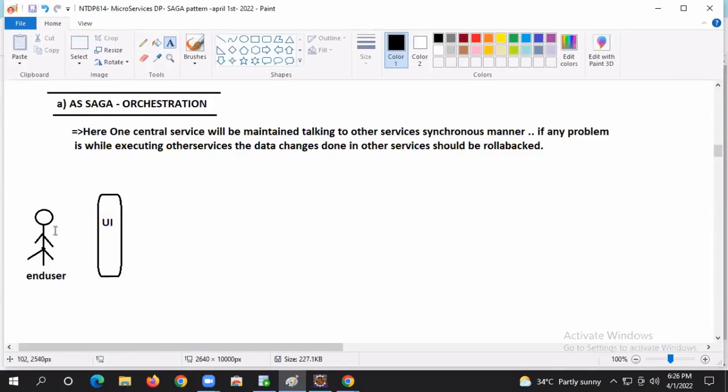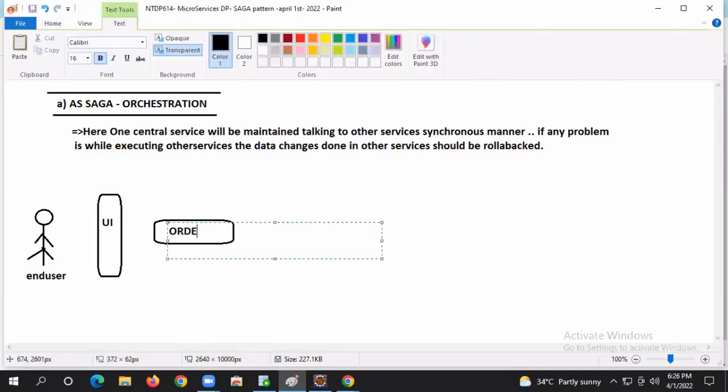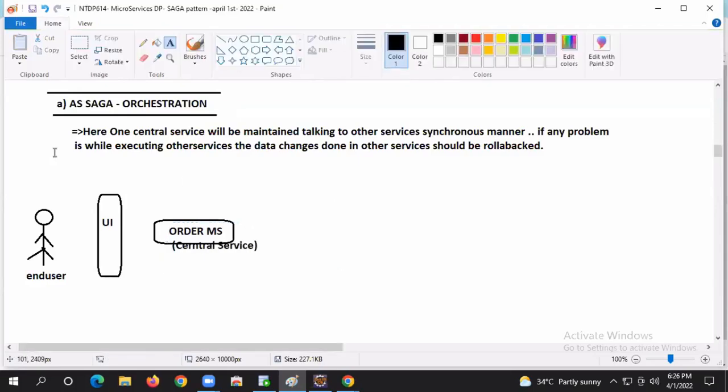Here is my UI. Here is my end user, guys. Here is my order service, which is a central service. Order service is a central service. Order MS, which is a central service, guys.